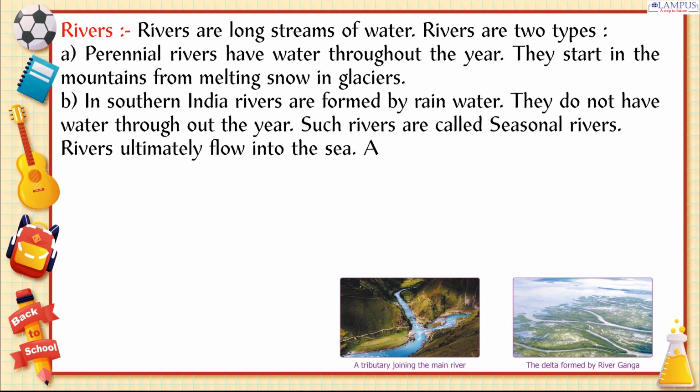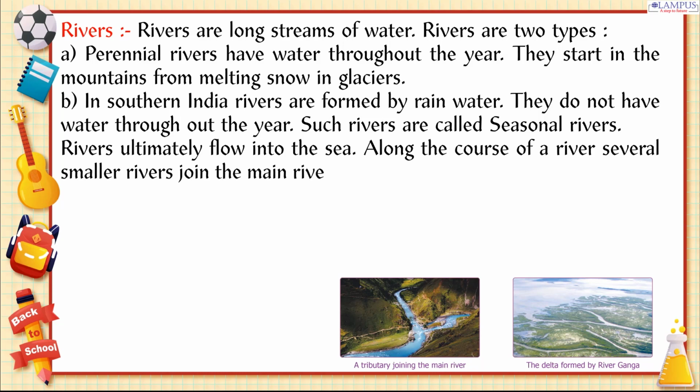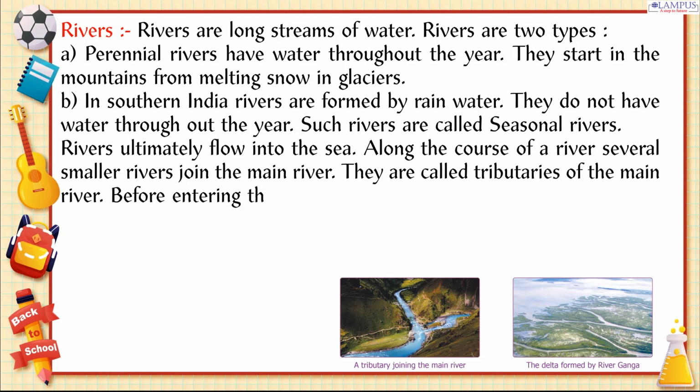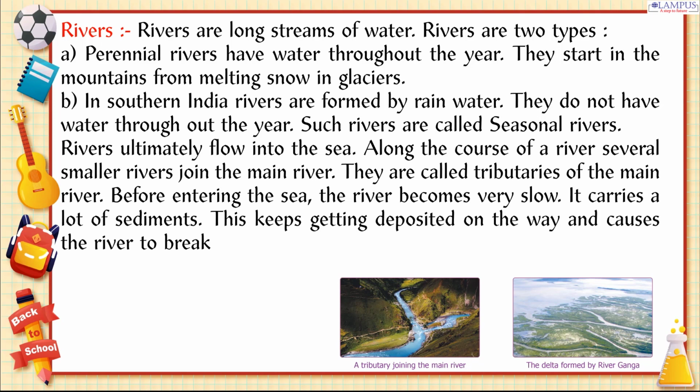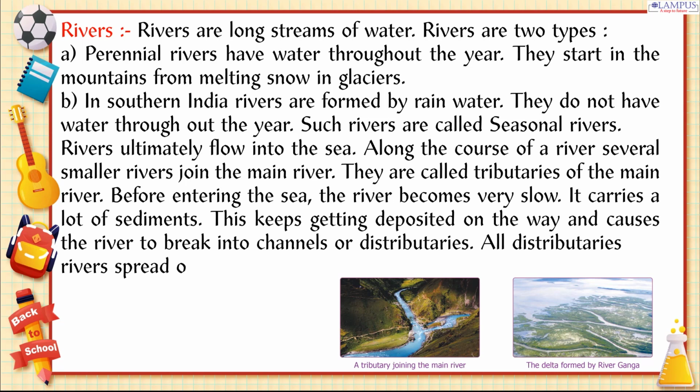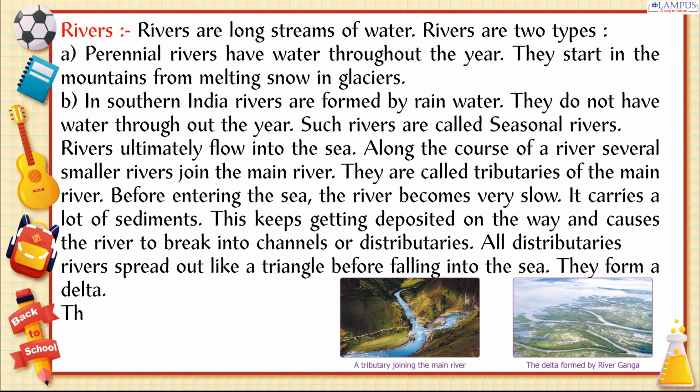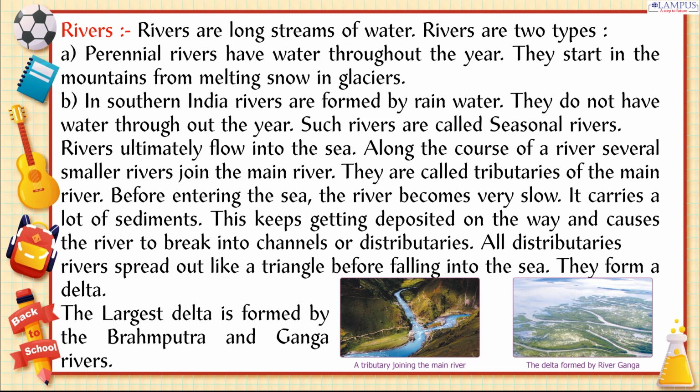Rivers ultimately flow into the sea. Along the course of a river, several smaller rivers join the main river. They are called tributaries of the main river. Before entering the sea, the river becomes very slow. It carries a lot of sediments. This keeps getting deposited on the way and causes the river to break into channels or distributaries. All distributaries spread out like a triangle before falling into the sea. They form a delta. The largest delta is formed by the Brahmaputra and Ganga rivers.